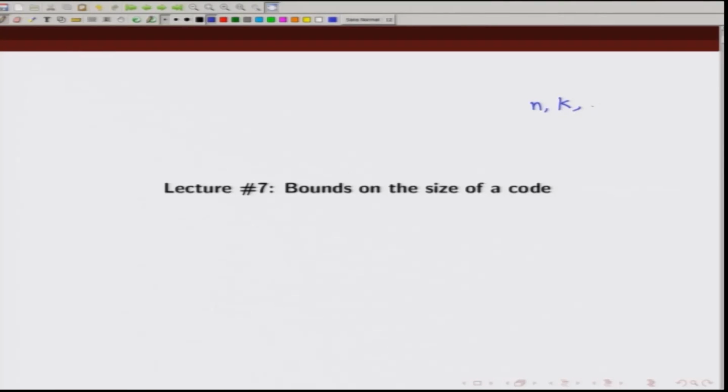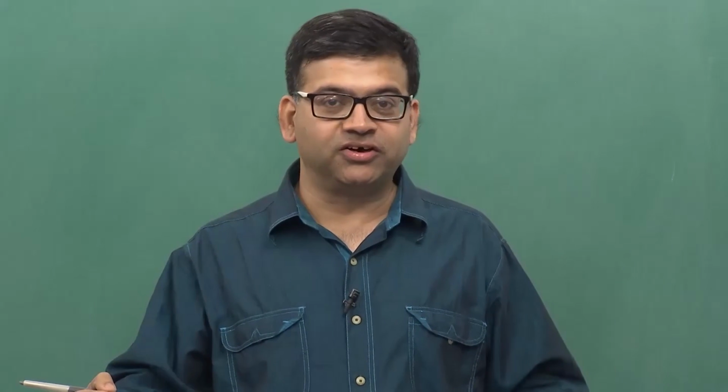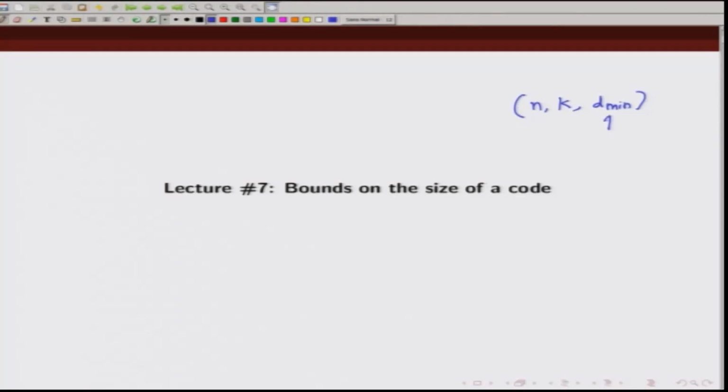A code, as we know, can be described by parameters n, k and the minimum distance of the code. If we specify any two of these parameters, we would like to know what the third parameter would be. For example, if I specify the minimum distance and the information sequence length, I am interested in knowing the minimum n required, so that I get this k and d. Or if n and k are specified, I am interested in finding out the maximum minimum distance I can get.